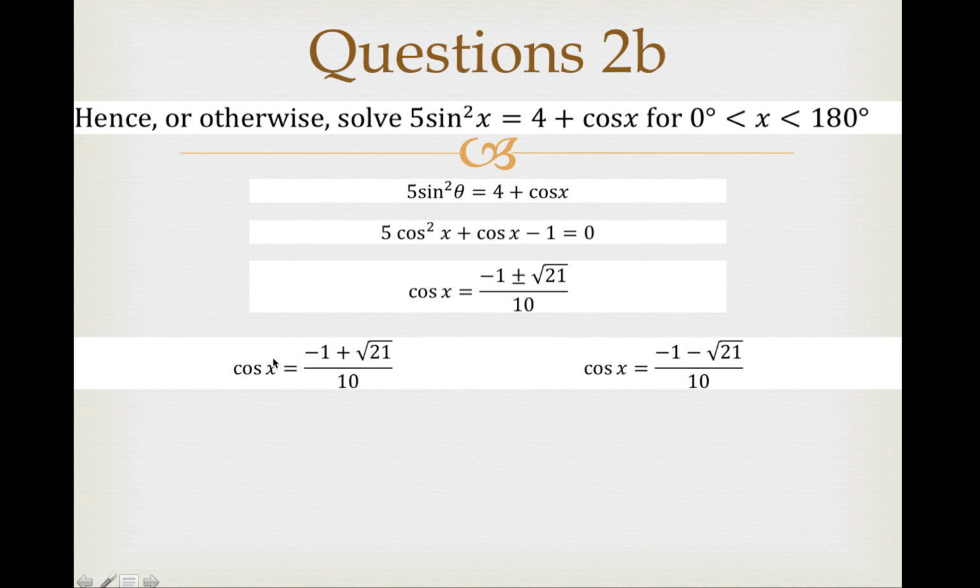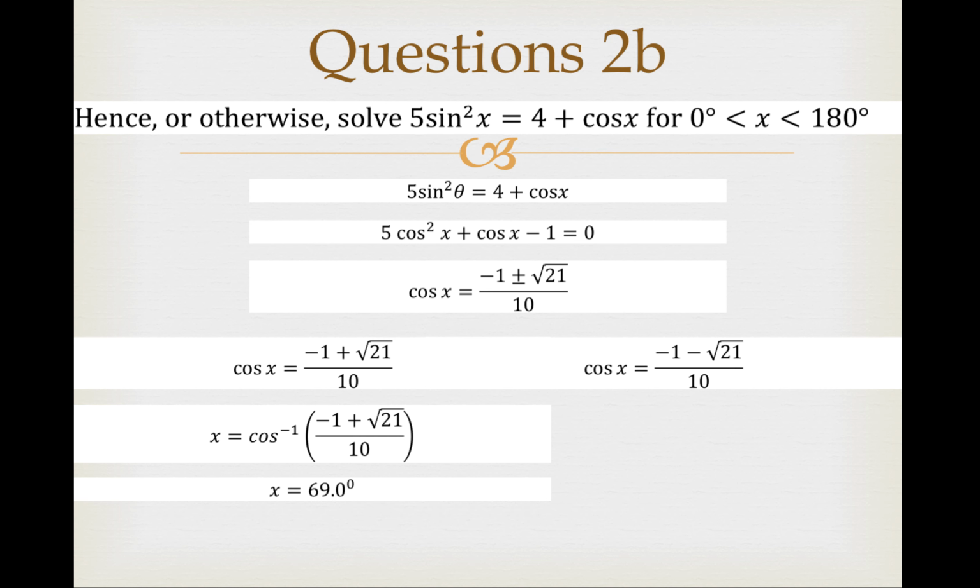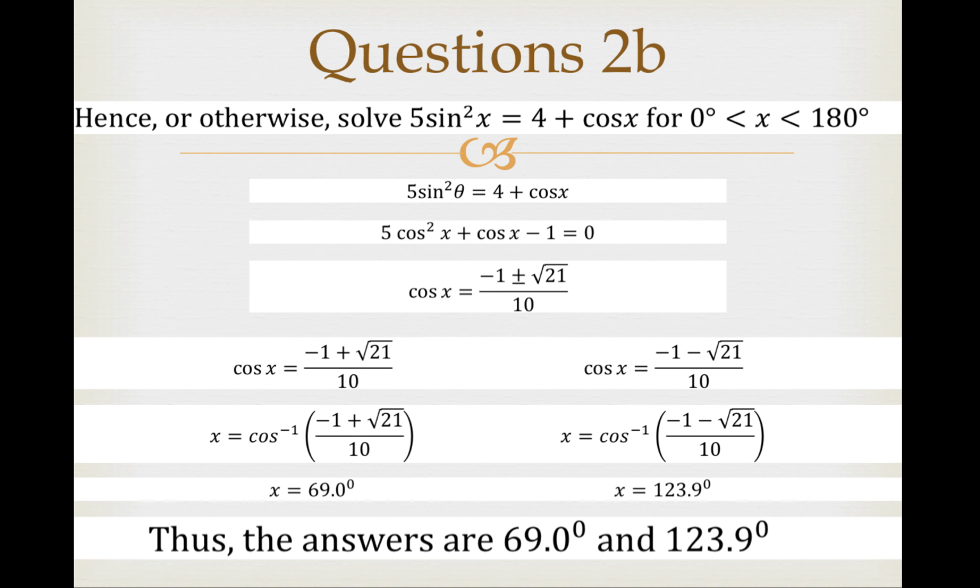This gives you two equations: cosine x is equal to negative 1 plus square root of 21 over 10, and the other one is cosine x equals negative 1 minus square root of 21 over 10. Solving this using your scientific calculator, this one is positive, so cosine x is positive, that means your angle x must be in quadrant 1, and this will give you x equals 69.0 degrees. While for this one, cosine x is equal to a negative value, and your angle x within this domain must be in quadrant 2. Using your calculator, it will give you x equals 123.9 degrees. Therefore the answers are 69.0 degrees and 123.9 degrees.